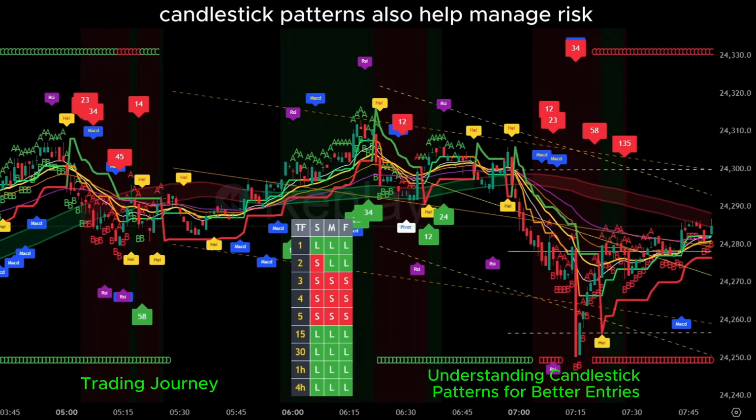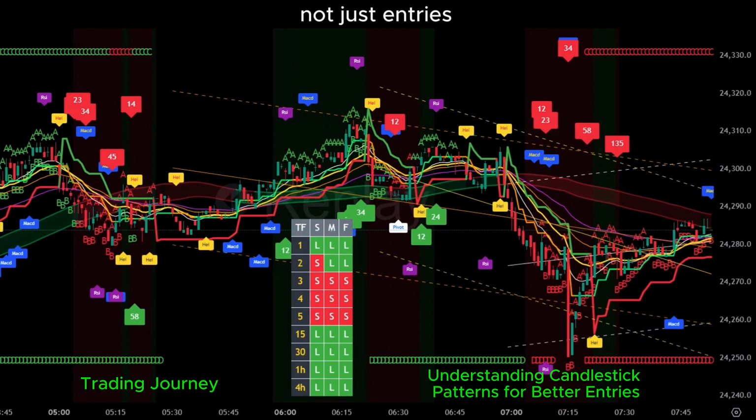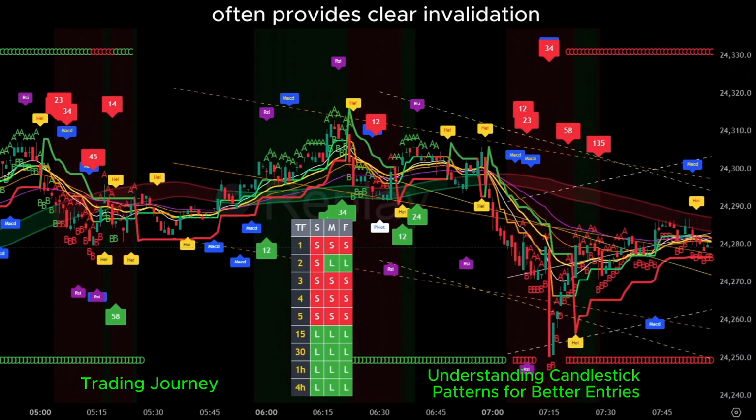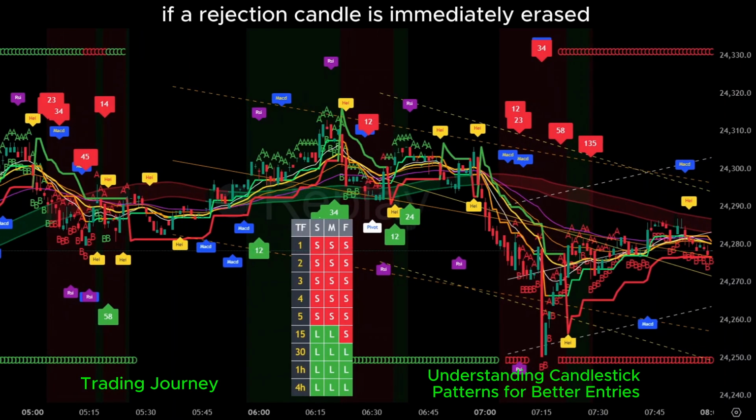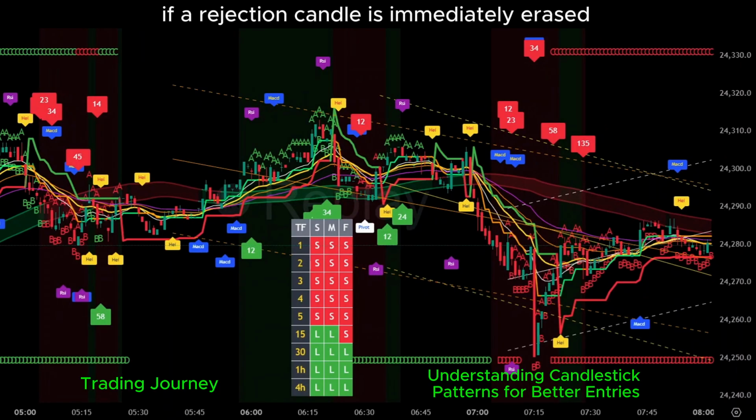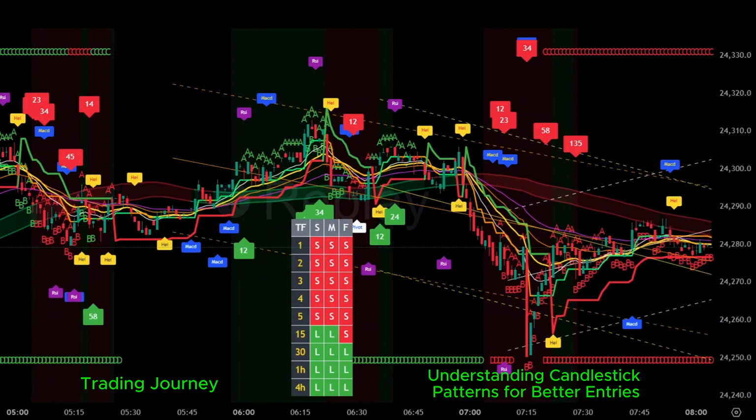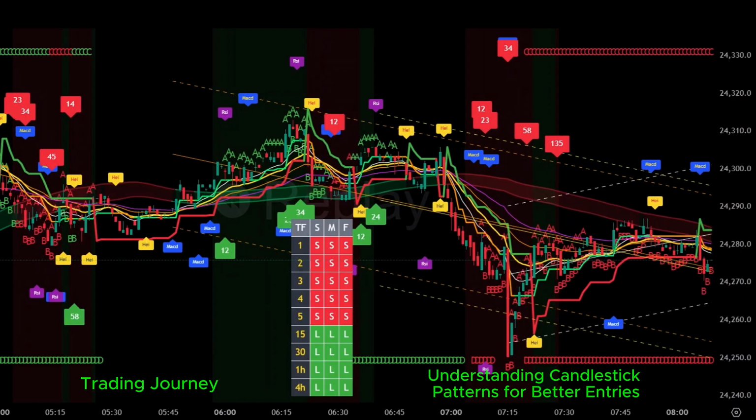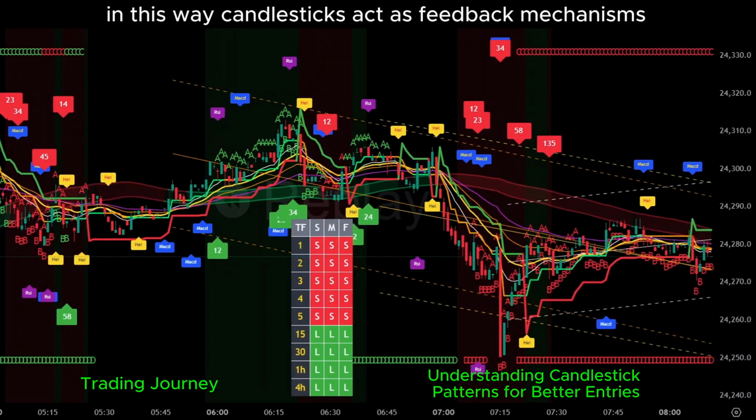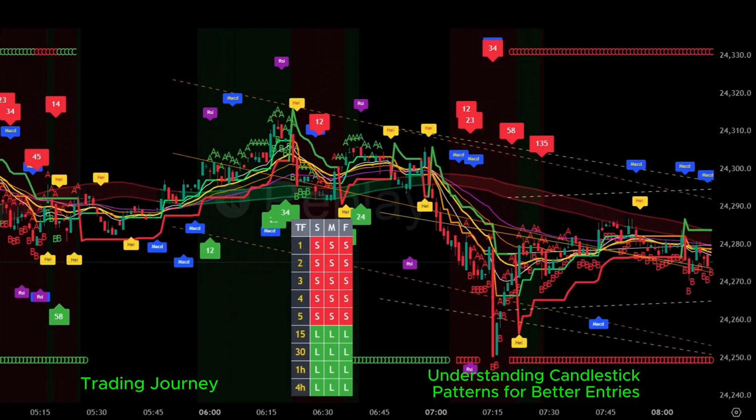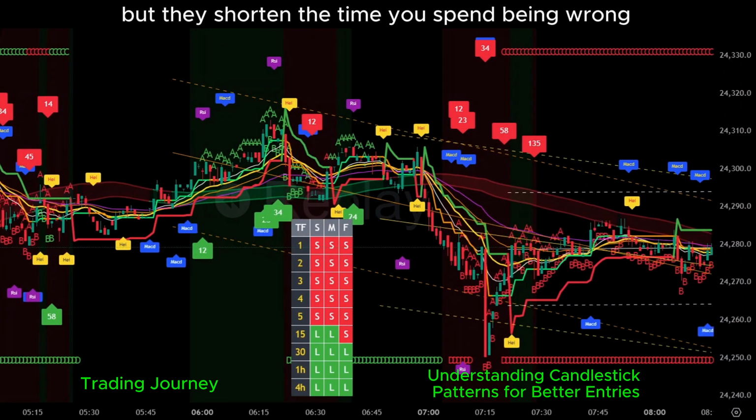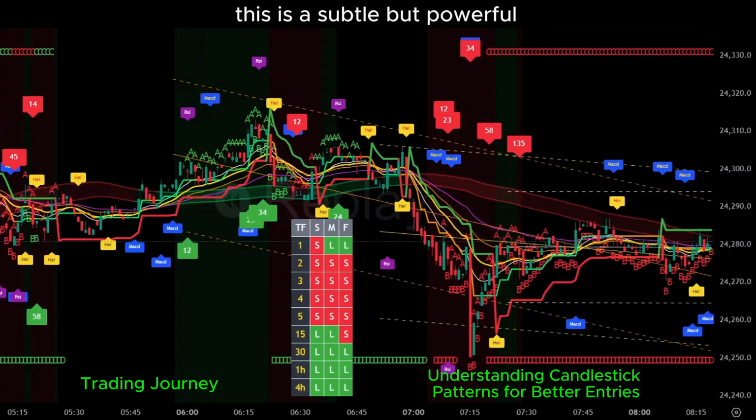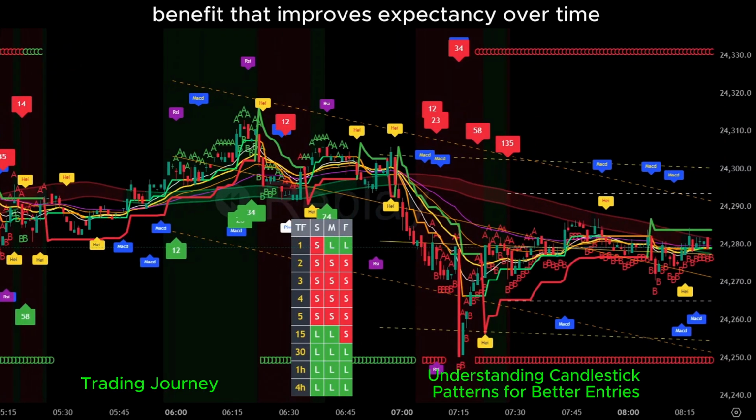Candlestick patterns also help manage risk, not just entries. A pattern that fails quickly often provides clear invalidation. If a rejection candle is immediately erased, the market has spoken. Traders who respect this information exit without debate. In this way, candlesticks act as feedback mechanisms. They do not guarantee success, but they shorten the time you spend being wrong. This is a subtle but powerful benefit that improves expectancy over time.